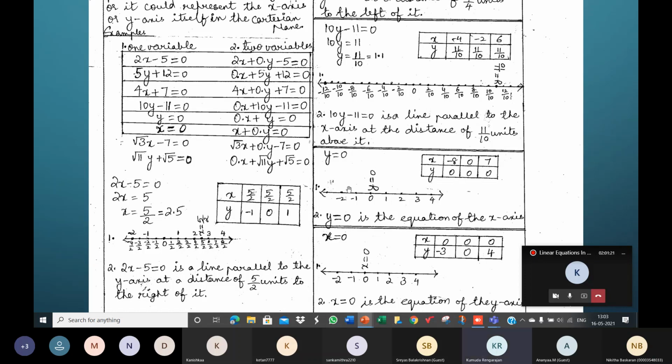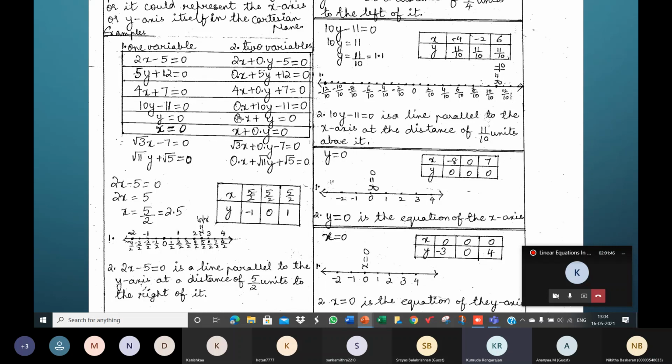Now take this one, where y is 0. If it's one variable, you can see the number line here. If it's two variables, that means y is always 0 for any value of x. y is equal to 0 means y is always 0 for any value of x.